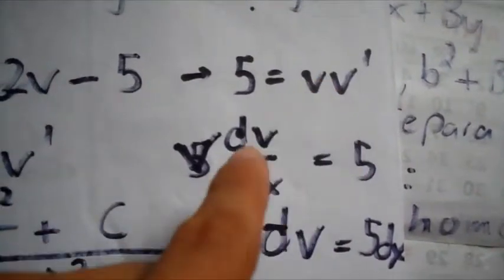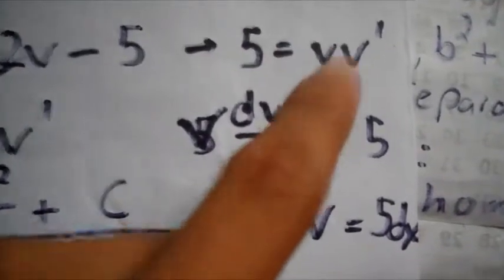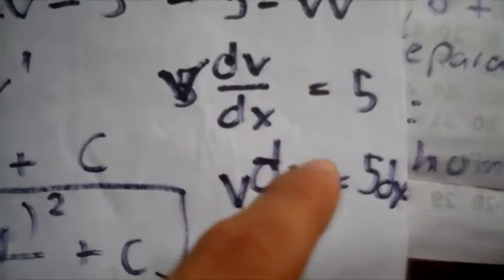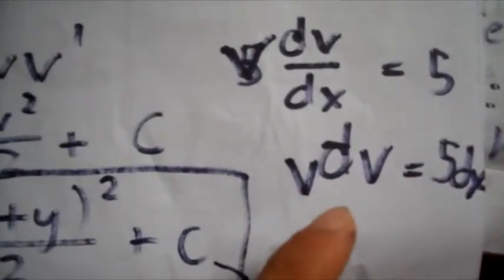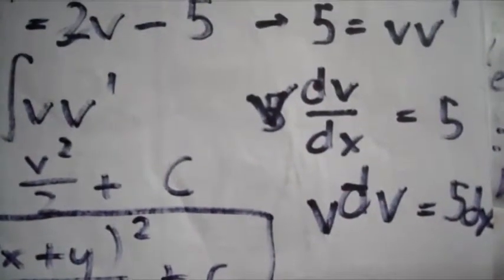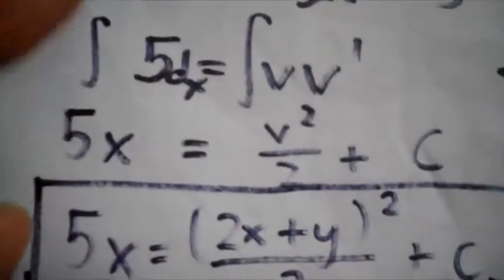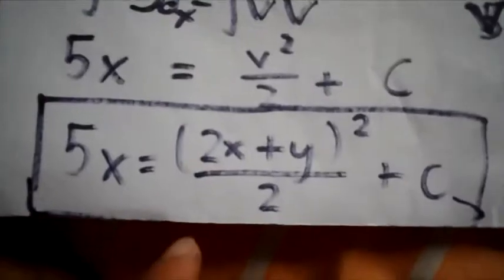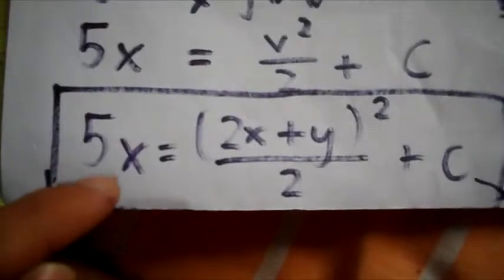Now v prime is equal to dv over dx. So v dv over dx is equal to 5 and v dv is equal to 5 dx. Now from this form we can clearly see that it is a separable equation, which proves the condition given in the problem. So we continue to solve this. Integrating it, we get 5x is equal to v squared over 2 plus c. And finally, by substituting the value of v, we get the solution 5x is equal to (2x minus y) squared over 2 plus c.